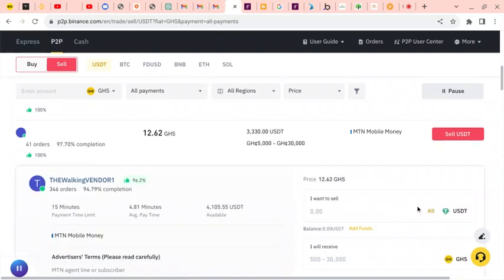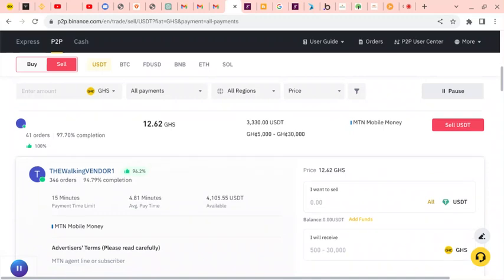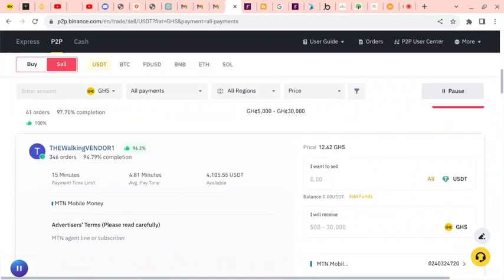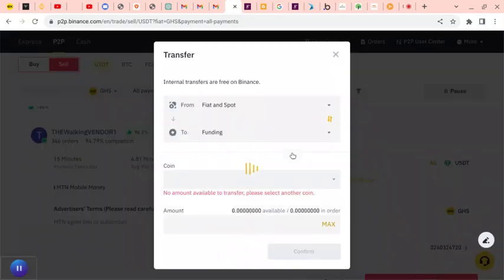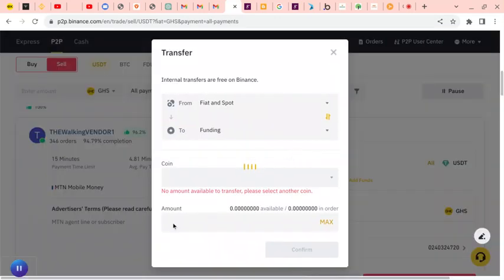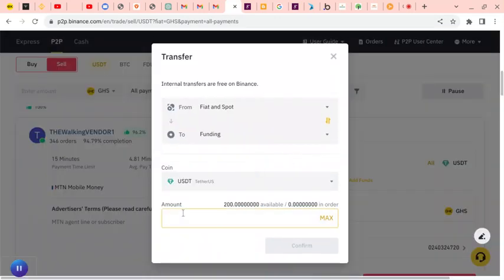Before you sell your money on P2P, you see that the balance here is 0.00, but meanwhile I have 200 USDT in my account. This is how you do it: if you send money from Exness to Binance or any crypto wallet, it will be in your spot wallet. So you have to transfer it to your funding wallet. So I'll transfer the 200 USDT.